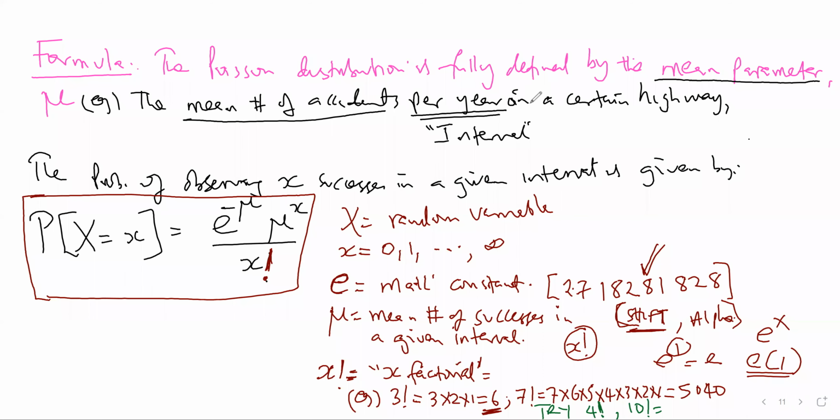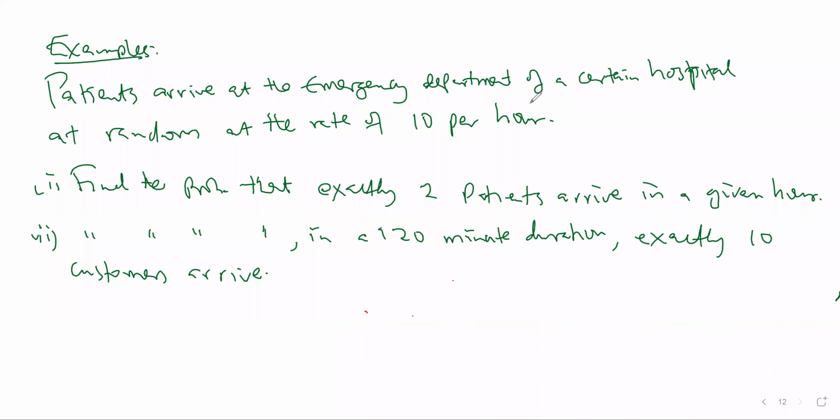So let's move on. We have seen that 10 factorial is 3628800 and so on and so forth. So let's have an example to illustrate how we can compute probabilities using the Poisson formula.